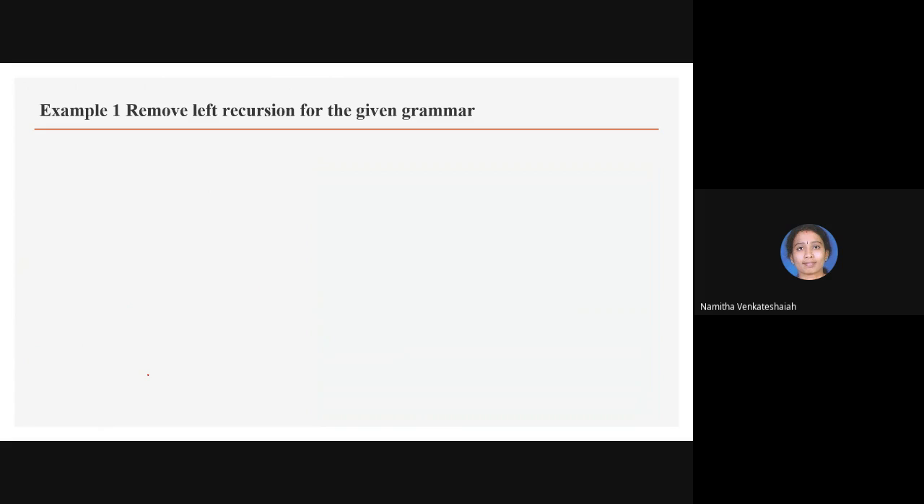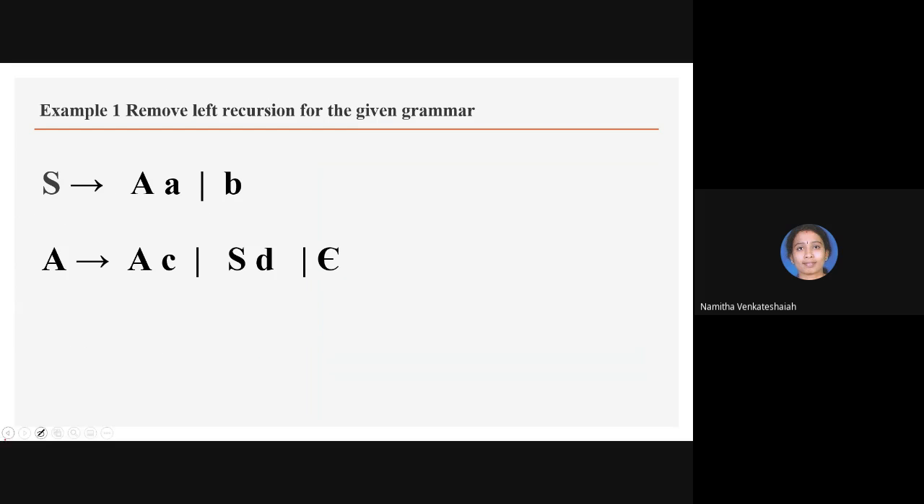Remove left recursion. Important question in your exam. Remove left recursion for the given grammar. So what is the question we have got? Okay, we have got two grammars. Earlier only one grammar was there to understand the formula. Here two grammars are there.